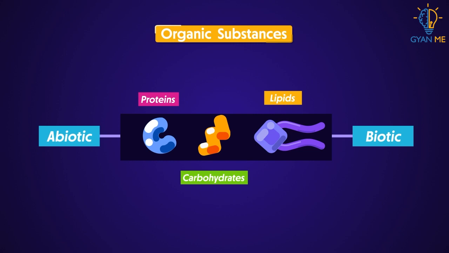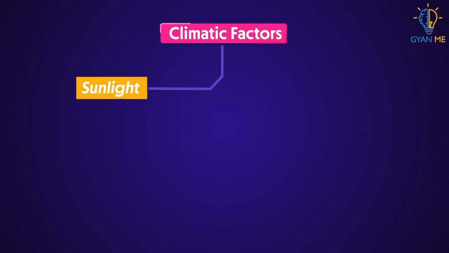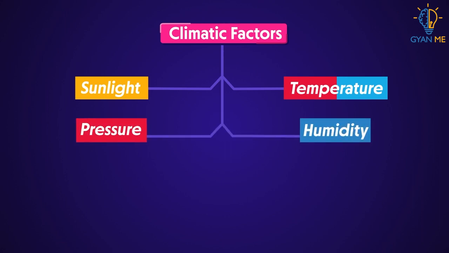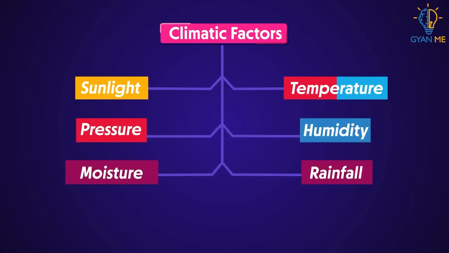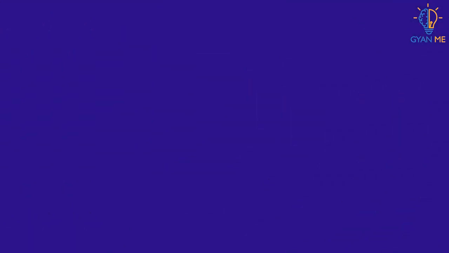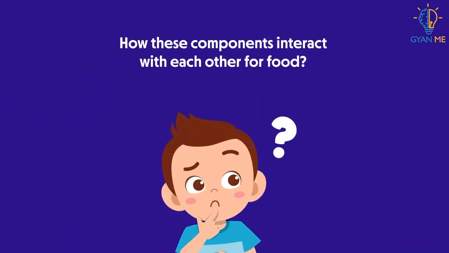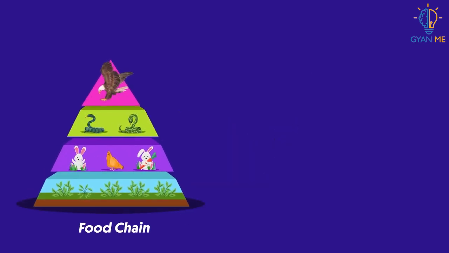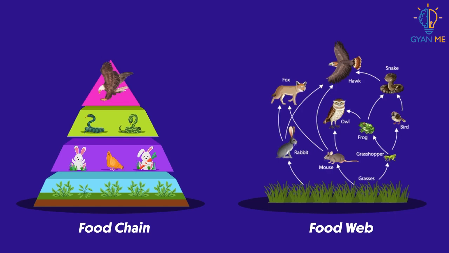Non-living components also include climatic factors like sunlight, temperature, pressure, humidity, moisture, rainfall, etc. These factors affect the distribution and types of organisms in the ecosystem. Now students, have you ever thought how they affect each other during interaction for obtaining nutrition? It is a complex network that they form called as food chain and food web. We will see this in our next video.